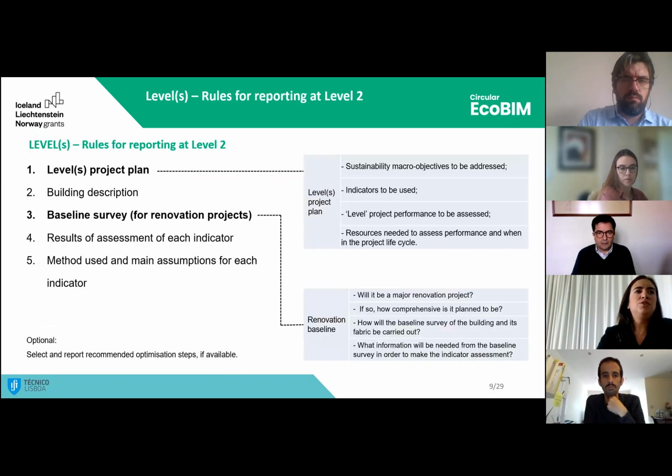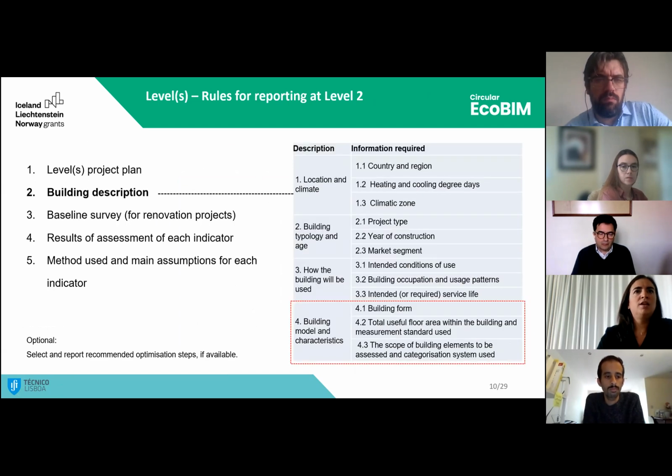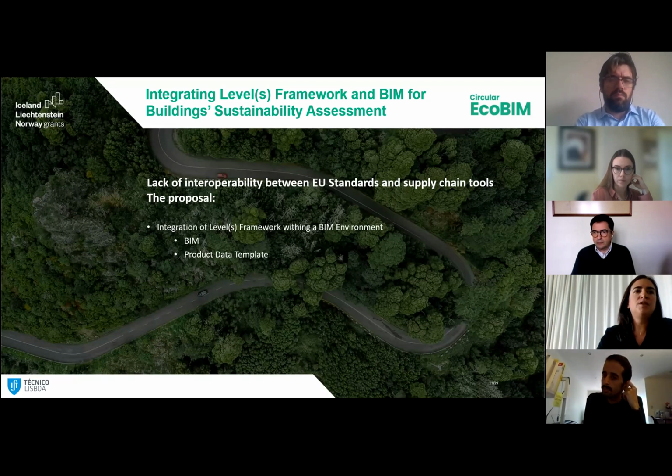To achieve level 2, some definitions need to be placed. A project plan needs to be defined, and if it's a renovation, a baseline survey needs to be done. Some information is required, for example, location and climate, building typology and age, how the building will be used, and the building model and its characteristics. From our research, we found there's a lack of interoperability between European Union standards and supply chain tools. So our proposal is an integration of the Level(s) framework within a BIM environment.